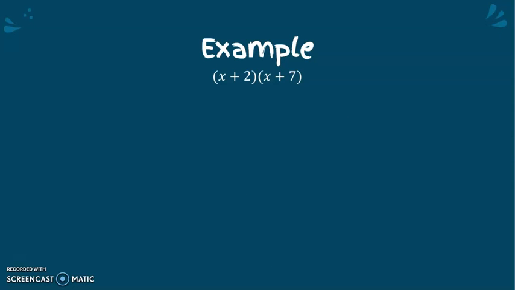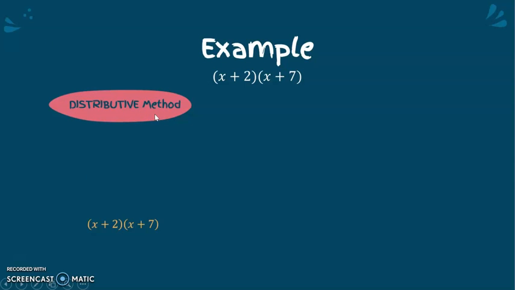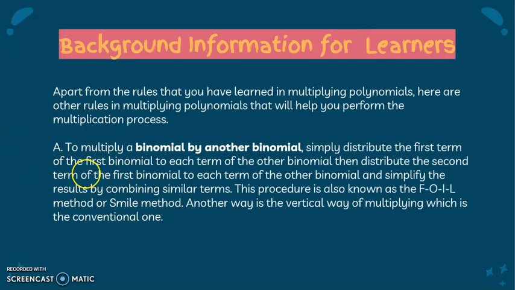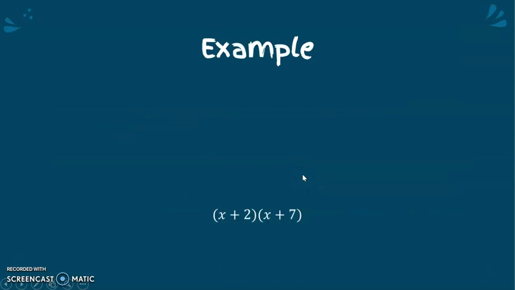We have the quantity of x plus 2 times the quantity of x plus 7. So we are now multiplying two binomials. Let's have the distributive property. Or, sorry, not property, let me rephrase it: distributive method. In the distributive method, as in our letter A, we distribute to multiply a binomial by another binomial. So that is the process.